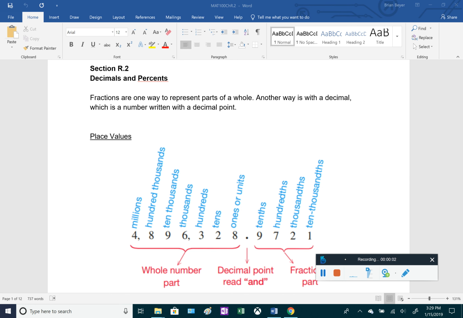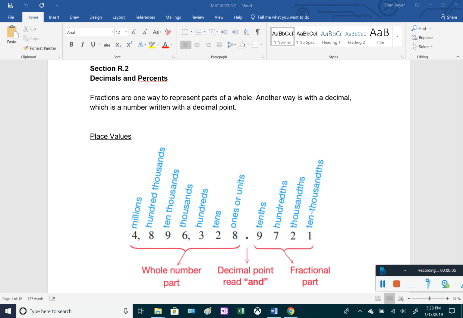Section R2 is decimals and percents, and we'll also be working with fractions. So fractions, what we've worked with already in the previous section, that's just one way to represent parts out of a whole for a number. The other two ways are going to be decimals as well as percents. So starting with decimals here, decimals are going to be written with a decimal point.